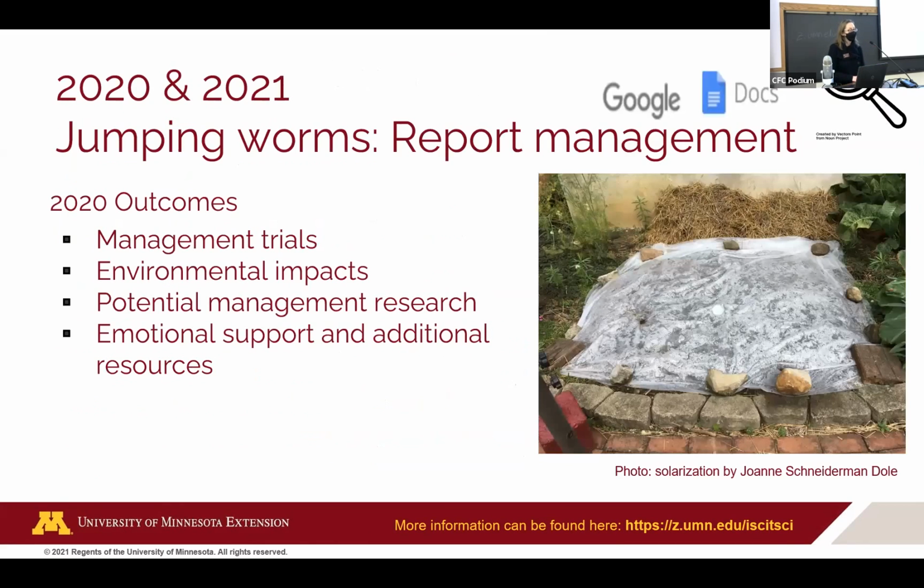In 2020, the first year we did it, we had lots of creative gardeners doing lots of creative things. This picture on the right is an example of solarization, the idea that you can essentially use the sun to cook the soil enough to kill worms and eggs and cocoons. They tried lots of different things and they told me how it went.